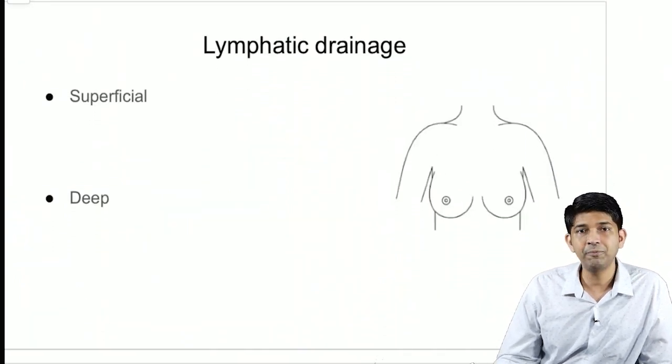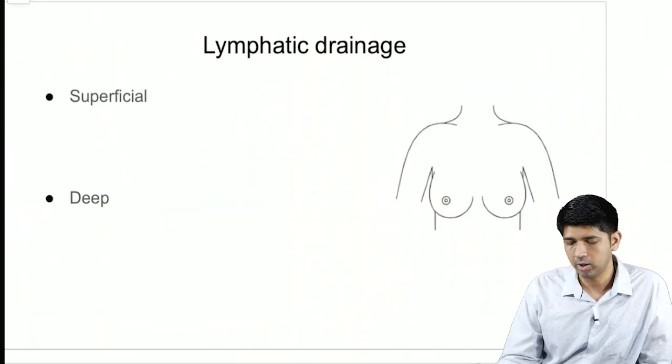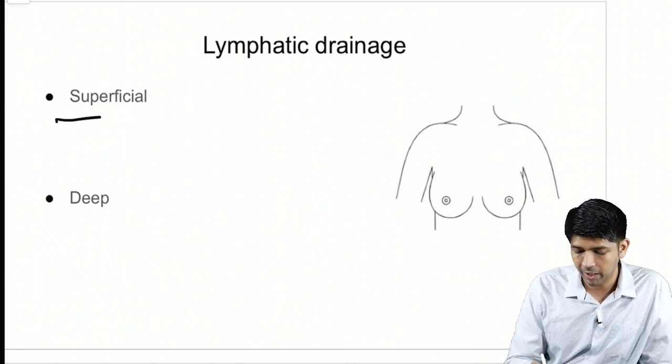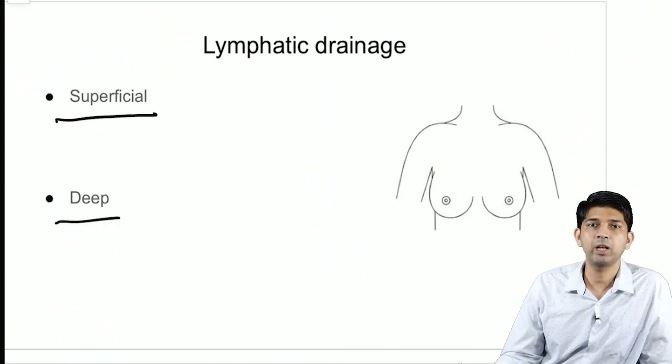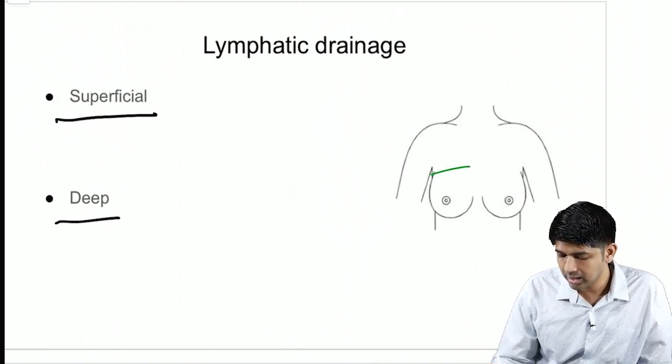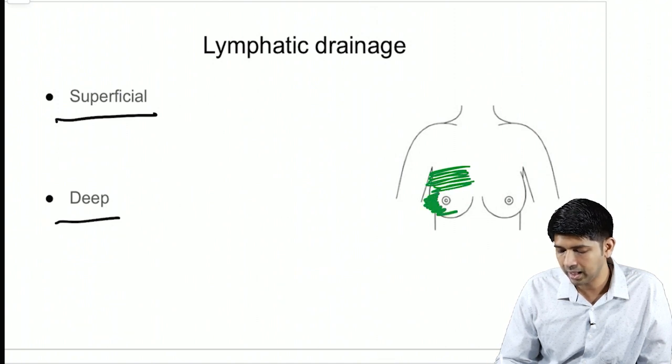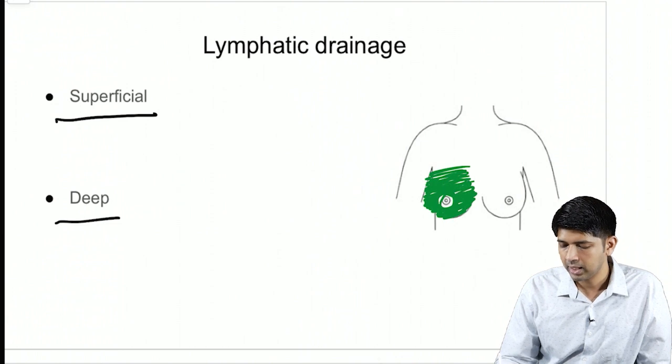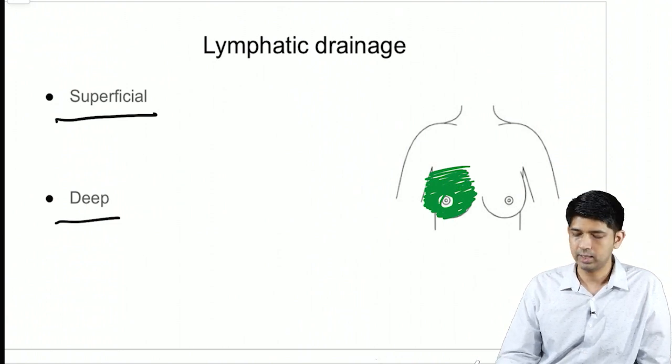Now let's move on to the lymphatic drainage. Now this is extremely important. Now there are two types of lymphatics. You have the superficial lymphatics and you have the deep lymphatics. Alright. Now the superficial lymphatics only drain the skin of the breast. Okay, not the underlying parenchyma, only the skin except the nipple areola complex. So everything apart from the nipple areola complex is drained by the superficial lymphatics.